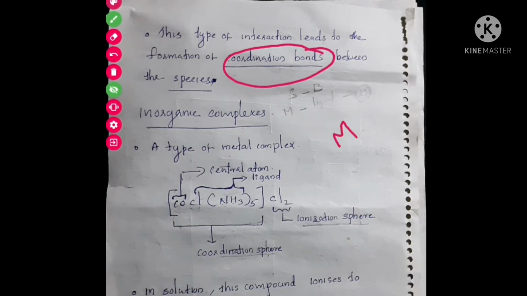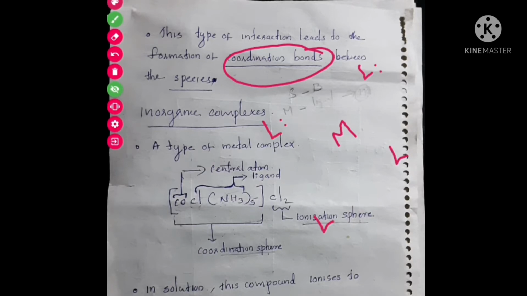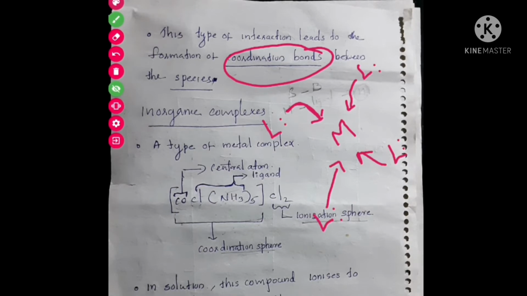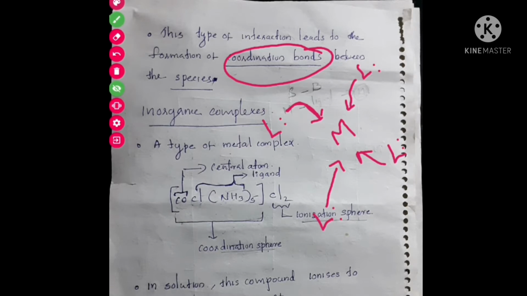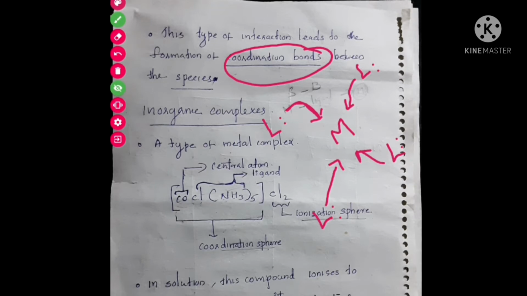Here you can see a central metal ion. This is our substrate. Around the substrate there are ligands, and here you can see the lone pairs of the ligands, and these electrons are donated to the central metal ion. Like this, a coordination bond is formed between the species, and our metal ion complex is formed. Inorganic complexes are the first type of metal ion complex.